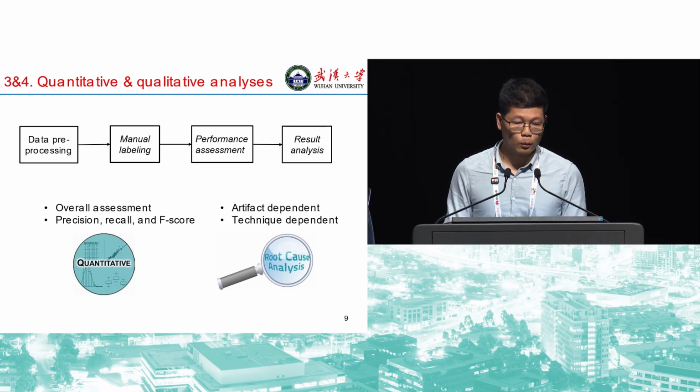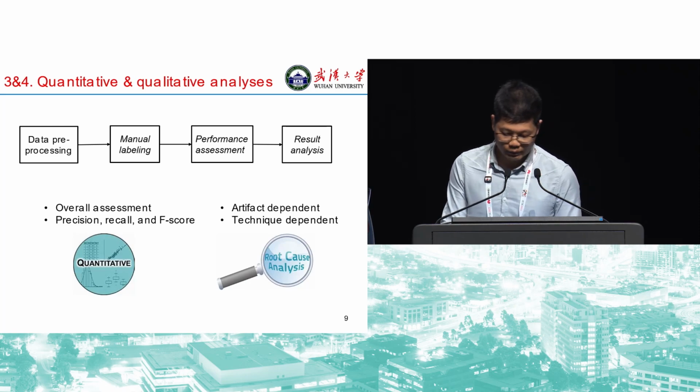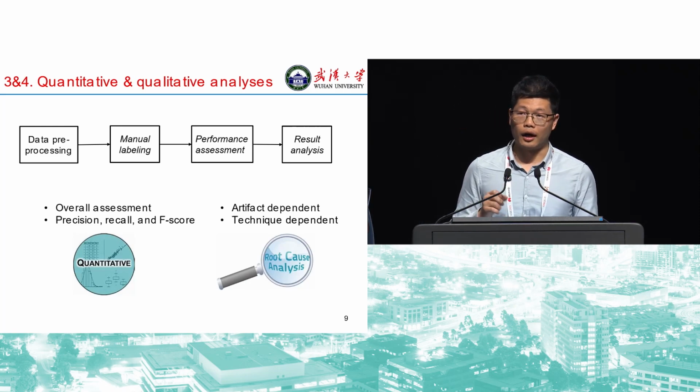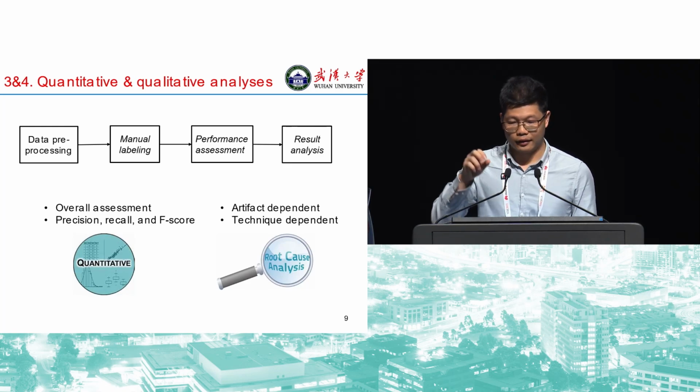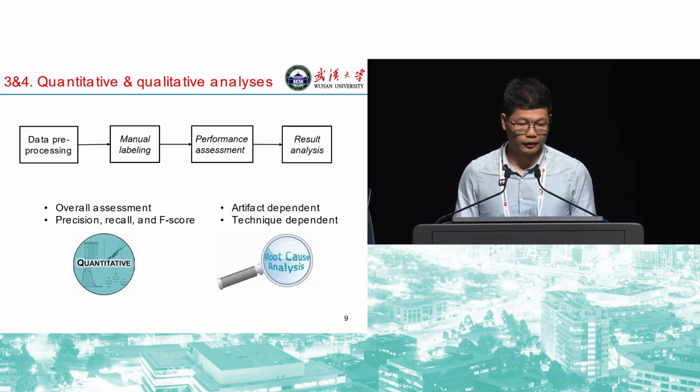And for the qualitative analysis, we want to do this analysis on 2 aspects. The first aspect is artifact dependent, and the second aspect is technique dependent. Artifact dependent means that we want to understand the reasons why the clones can be detected only at the source code level or only at the IR level. And technique dependent means understanding why text-based techniques can detect clones that are missed by the token-based or tree-based techniques.